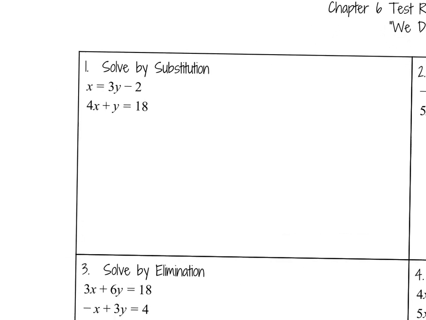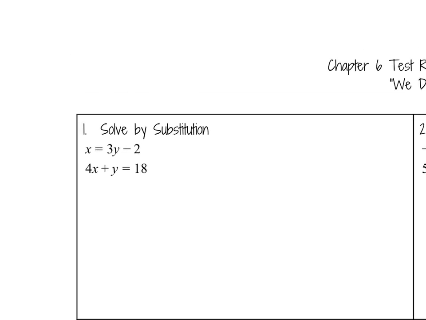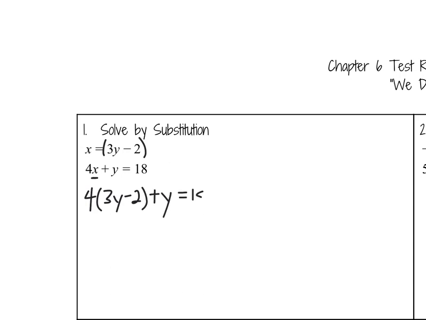So this first one, number 1 here, says to solve with substitution. Handily, this particular problem is ready to go for substitution. So you can see that we have the x already by itself, and what that means is I can take this x value, come into the second equation, and replace that x with what it's equal to, 3y minus 2. And so we get the new equation, which is 4 times 3y minus 2, and then finishing out that equation plus y equal to 18.